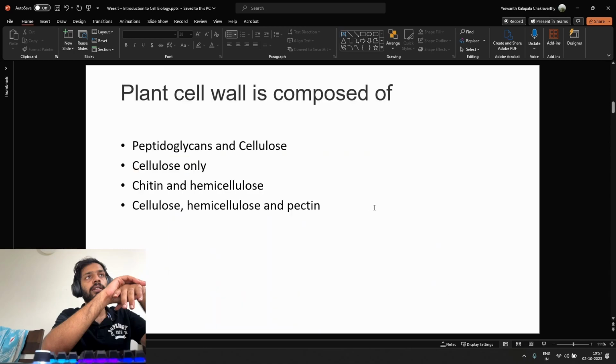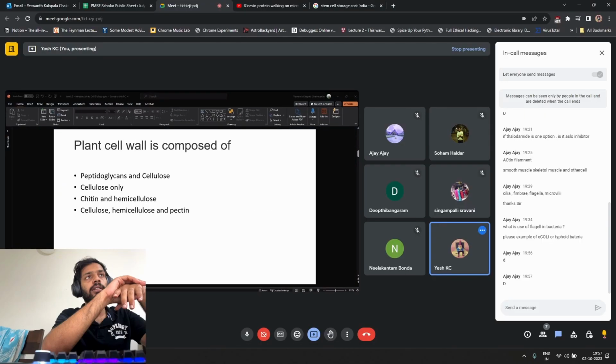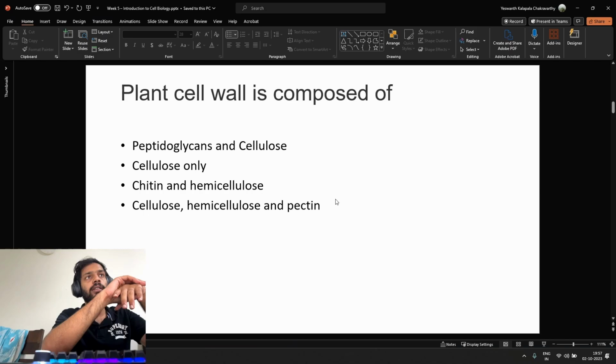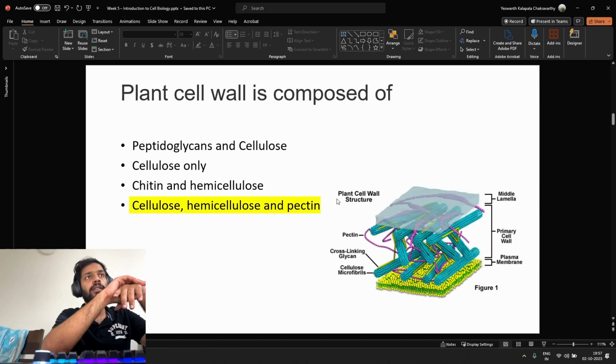Okay. Plant cell wall is composed of what? Peptidoglycans and cellulose, cellulose only, chitin and hemicellulose, cellulose, hemicellulose, and pectin. What do you guys think? Yeah, so cellulose, hemicellulose, and pectin. Essentially, if you look at the structure of the plant cell wall, you can see this pectin and cellulose, and there's hemicellulose as well.